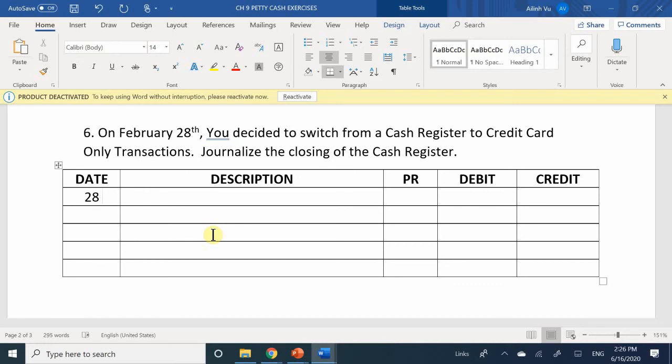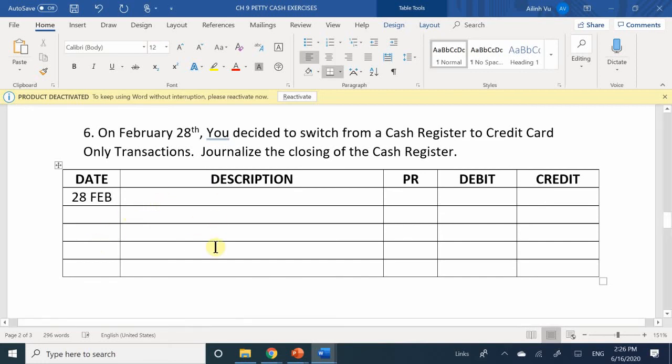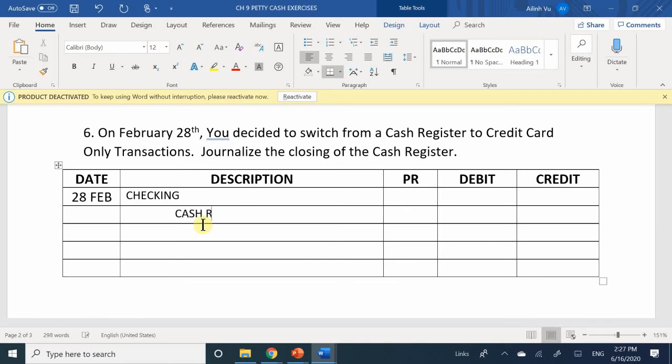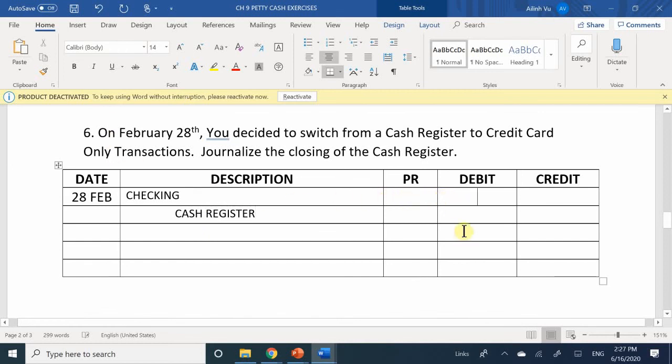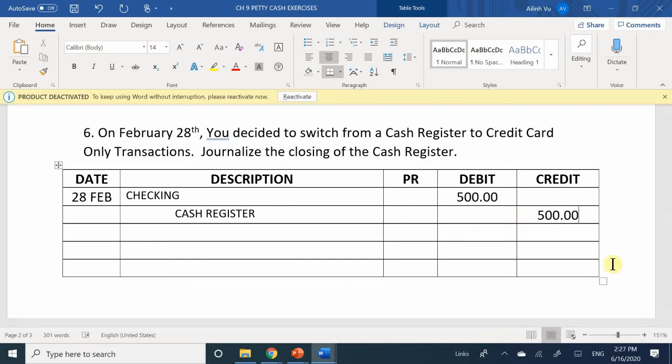Debit, checking, and credit. Correct. Yes, that is correct. You're going to deposit all the money that you received in the cash register, and you're going to close out the cash register by zeroing it out. Okay? So here, if your cash register is supposed to have $500, you need to make sure that you end the day by removing all of the money in the cash register and dumping it into your bank. Okay? So yes, this is correct.